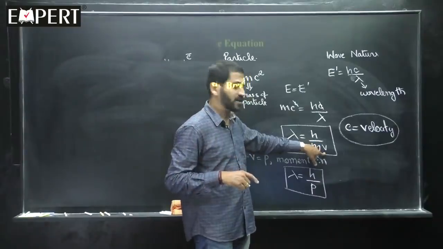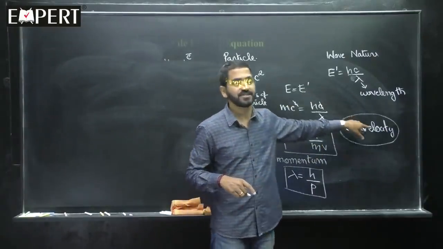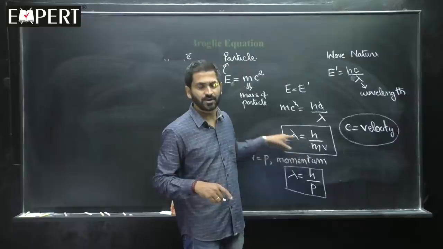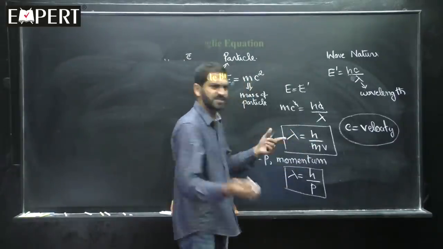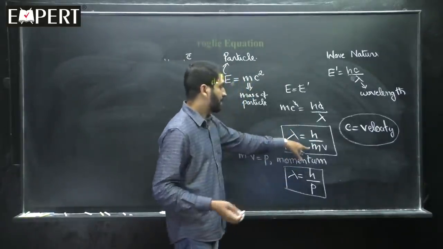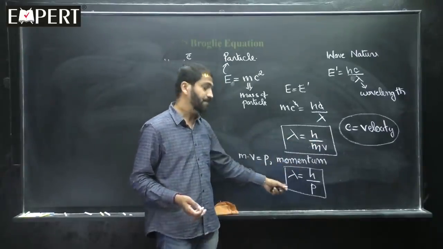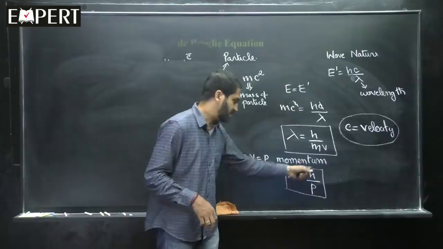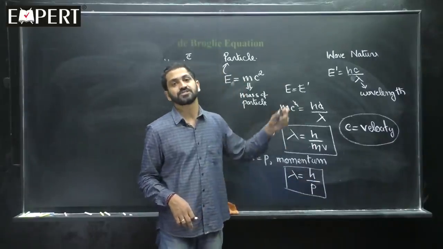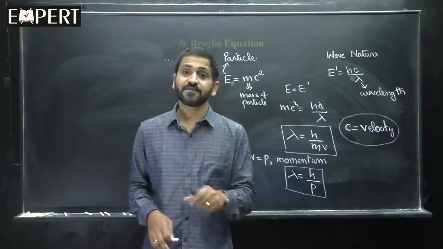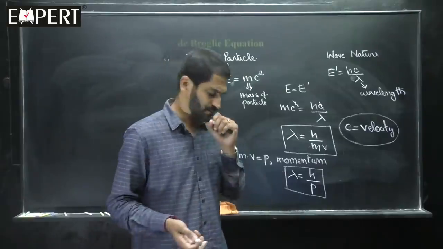If we are talking about an electron, we can use the term velocity v instead of c. So lambda equals h by mv, where h is Planck's constant. Now mass into velocity is known as momentum, given as p. So we have lambda equals h by p, or lambda equals h by mv, where m is the mass of the electron.